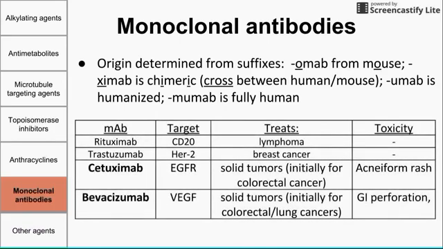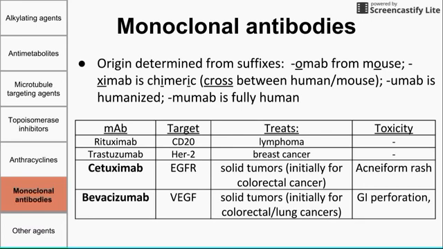We have a list of 4 important monoclonal antibodies that are probably worth knowing. Start with Rituximab, very commonly used. It targets CD20, which is a receptor very common to B cells. It's used to treat lymphomas, or the abnormal proliferation of B cells that you often see in lymphomas. And we're not going to be discussing the toxicity for the first 2, but targets CD20, used for lymphomas. There's another one used for breast cancer, targets HER2, also not as significant.